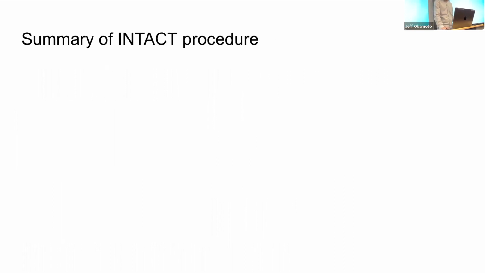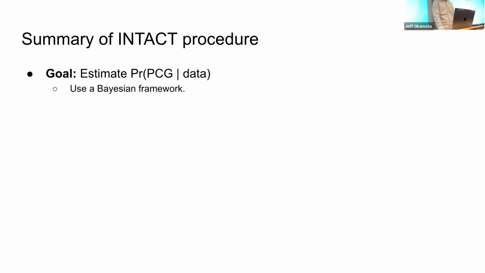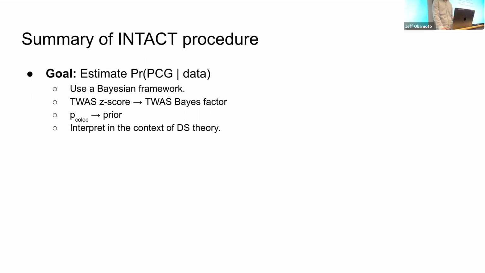Okay, so sort of touching home base here. What did we just go over? Our goal was to estimate a posterior probability of putative causality for each gene in our data set. We did this using a Bayesian framework where we basically converted a TWAS score to a Bayes factor. And then we designed a prior based on our colocalization evidence that was designed to filter out LD hitchhiking signals. And then we finally interpret it in the context of DS theory.